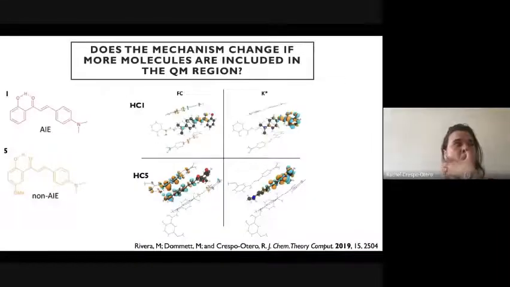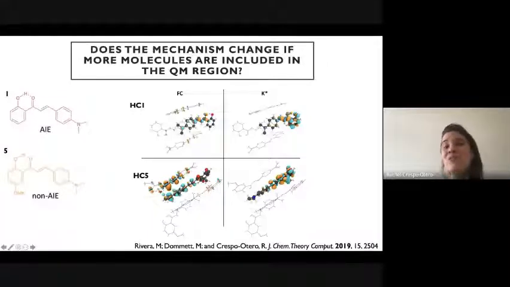So, one common question here is, okay, how will this mechanism change if I include more molecules in my QM region? To analyze that, we did calculations considering four molecules in the QM region. And you will see that in general, the excitations are clearly localized either on one or two molecules. Once you have relaxation in the keto form and you have proton transfer, you will see the excitation clearly localized on one of the systems.